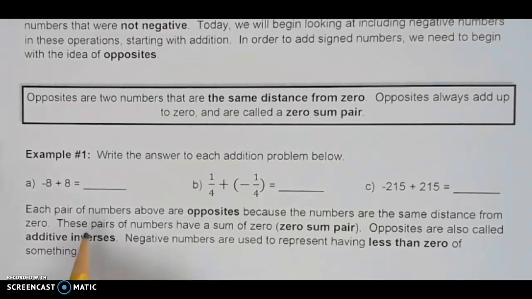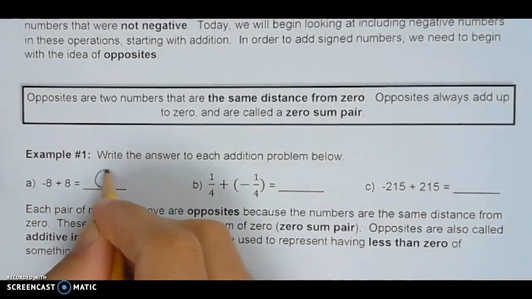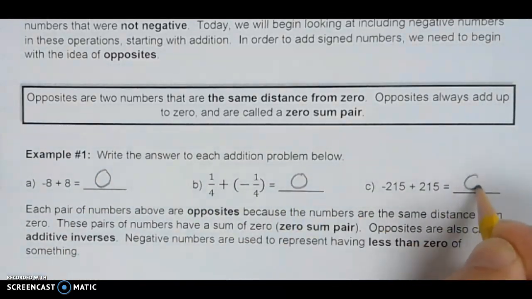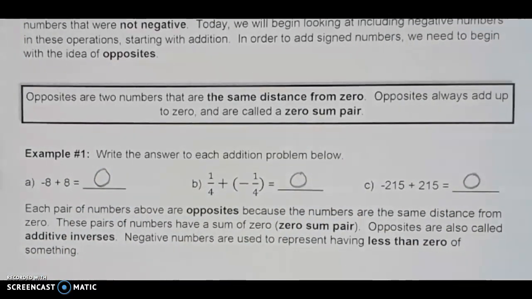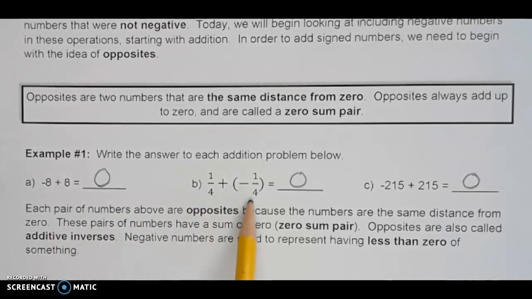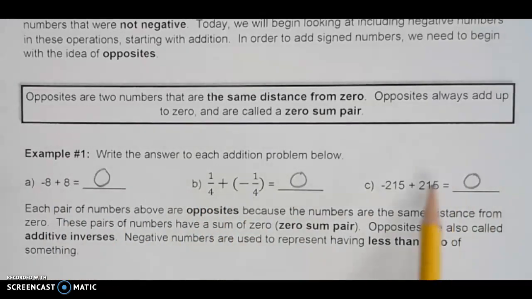Well, if you said that the answer to each one of these problems was 0, you would be correct. Each pair of numbers above are opposites because the numbers are the same distance from 0. -8 is 8 units to the left of 0. 8 is 8 units to the right of 0. 1/4 is a quarter unit to the right. -1/4 is a quarter unit to the left of 0. -215 is 215 units to the left of 0, and 215 is 215 units to the right of 0. These pairs of numbers have a sum of 0, which we call a zero-sum pair.